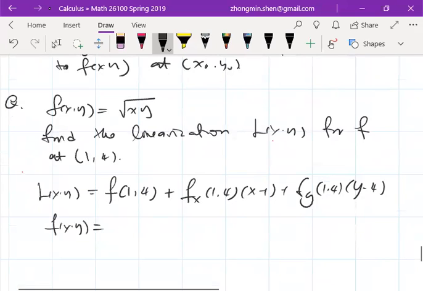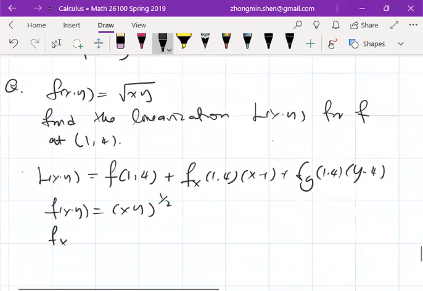Yeah. So look at this function. It's written in this form, right? So when you take the partial derivative with respect to x, you just differentiate, and then 1/2 becomes negative 1/2. Then you differentiate x times y with respect to x. X is gone, so you get a y. Okay?